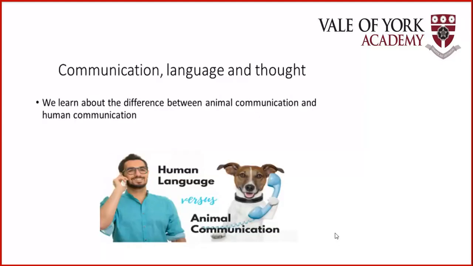Communication is an important part of human behaviour as well. Obviously, we need to be able to communicate with each other. We use language that makes us very sophisticated, but we're also very similar to animals in our communication in some ways as well. And we look at those comparisons between animals and humans, and non-verbal communication is a massive part of this topic.